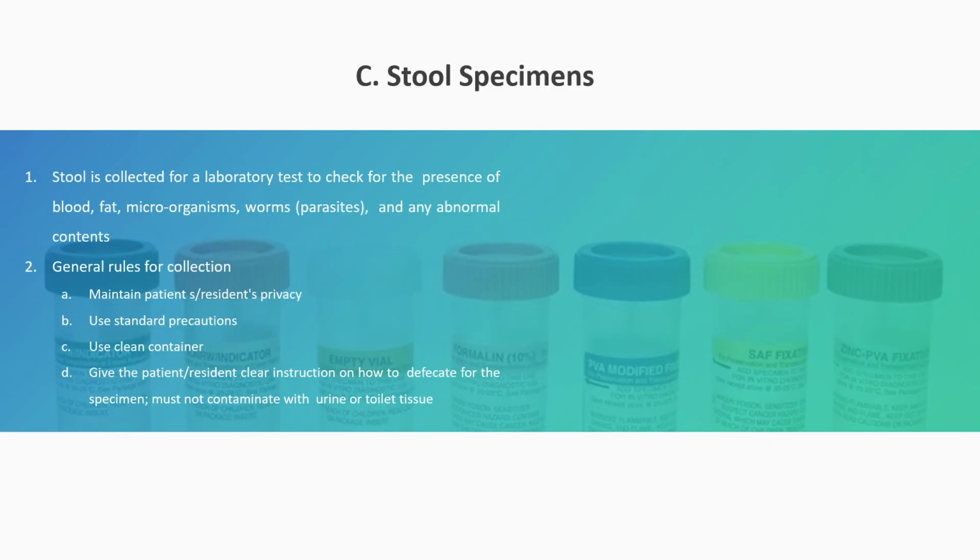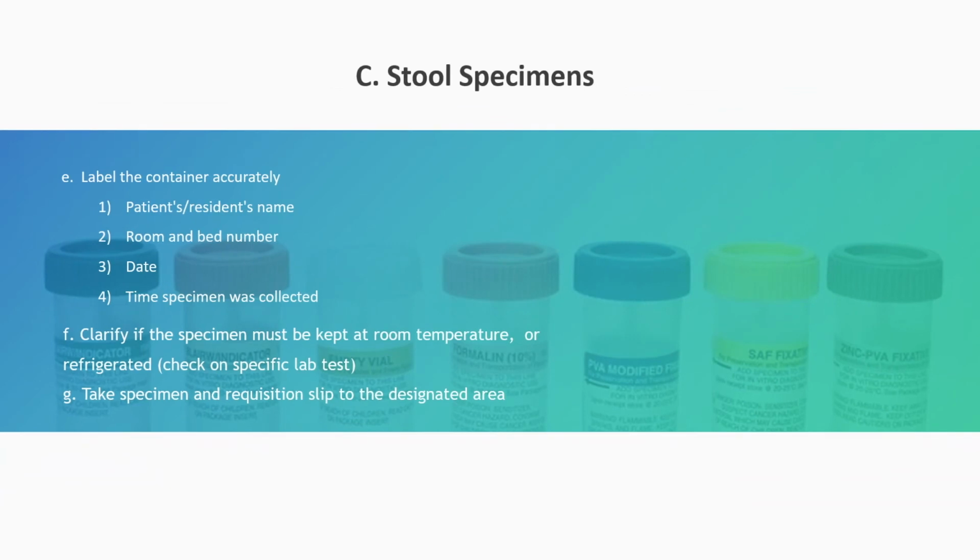Give the patient or resident clear instructions on how to defecate for the specimen. Must not contaminate with urine or toilet tissue. Label the container accurately with the patient's or resident's name, the room and bed number, date, and time when specimen was collected. Clarify if the specimen must be kept at room temperature or refrigerated. Check on the specific lab test. Take the specimen and the requisition slip to the designated area.